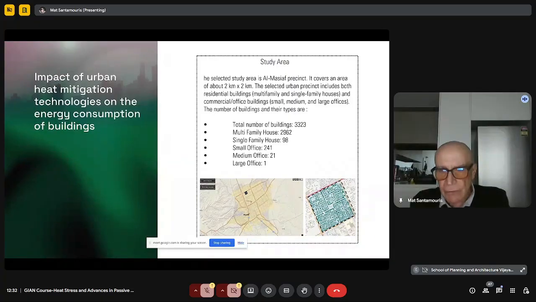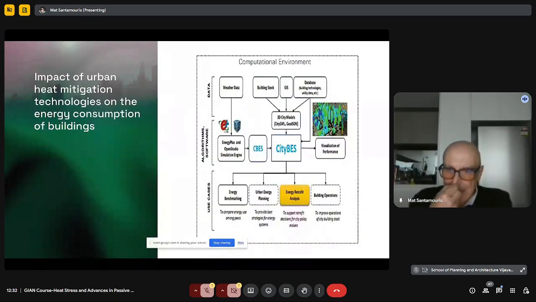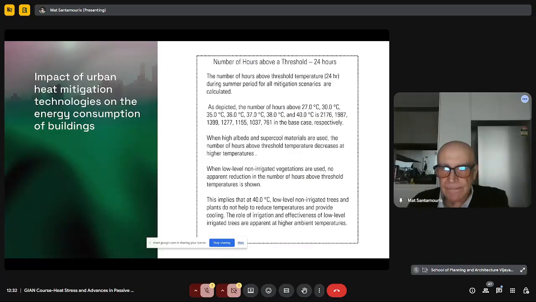And this is done on the supercomputer of the Berkeley Laboratory in San Francisco, using advanced simulation techniques. We use the so-called CityBES facility of the Berkeley Laboratory using EnergyPlus and OpenStudio as the simulation engine. I don't want to go through all these details. This part is published in Nature Cities. If you are interested, I can send you the paper, and you can see all these details.